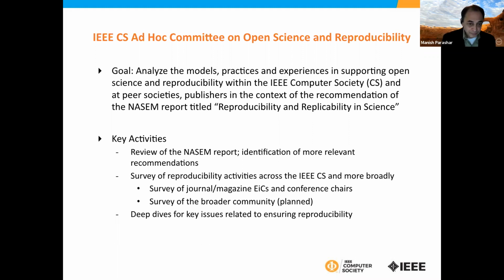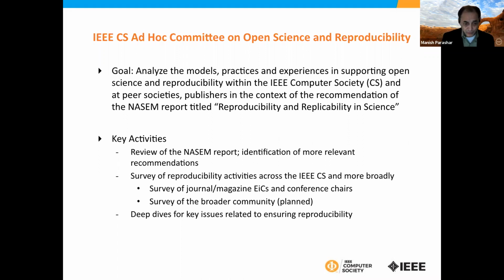This committee was charged by Leila to look at open science and reproducibility based on the recommendations of the National Academy's report titled Reproducibility and Replicability in Science. While it was focused on both open science and reproducibility, a lot of the discussions that we had really focused on the reproducibility aspect. What we did was to look within the Computer Society, as well as peer societies and publishers, and see, relevant to the specific recommendations in this report, what was going on, what the key issues were, what emerging best practices there were, if any, and then use those to come up with our recommendations.